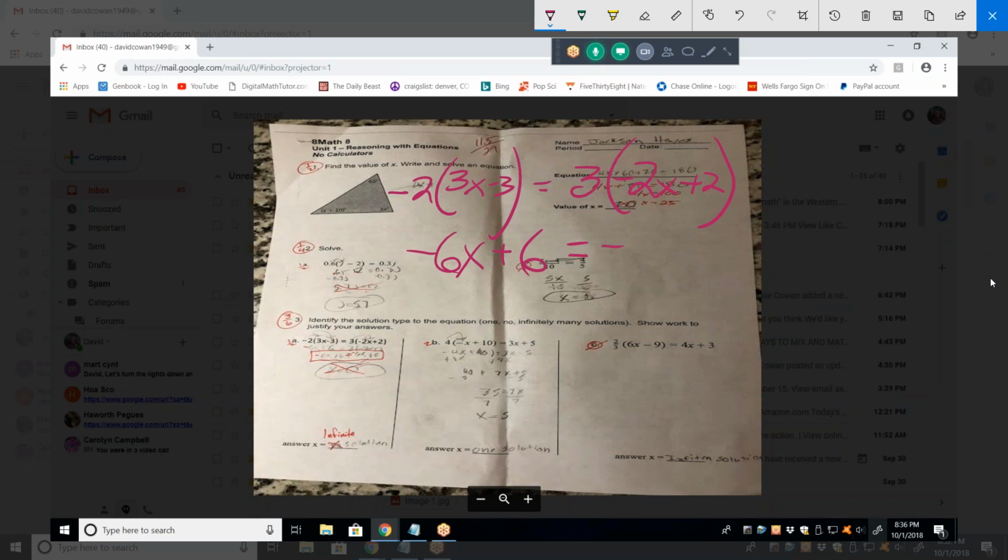Negative 6x plus 2, and then since that's the same. Hold on. It's not plus 2. Oh, it's plus 6. Okay. So now, if I want, I could add 6x to both sides and subtract 6 from both sides, and I get 0 equals 0. So what does it tell me when I get one number equals another number and the variable is no longer there?